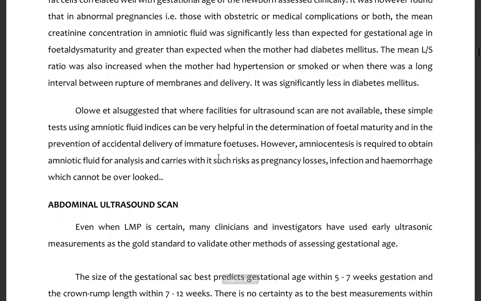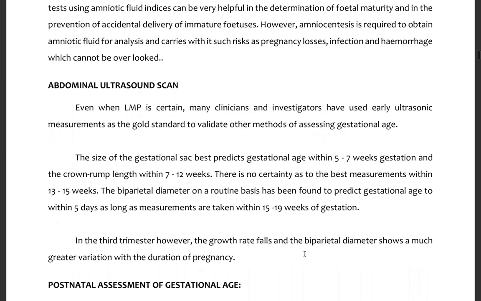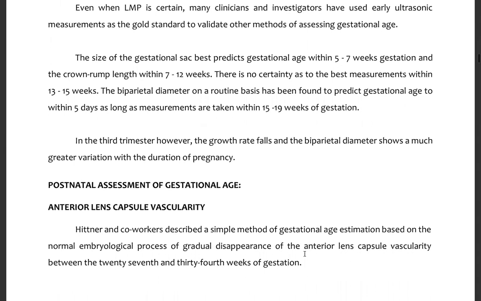And apart from that is ultrasound scan: in the first trimester, from 5 to 7 weeks it is the gestational sac, from 7 to 12 weeks it is crown rump length, and then subsequently biparietal diameter. The farther it goes from the first trimester, the less accurate is the measurement. So all this is prenatal assessment. Now come to postnatal assessment.